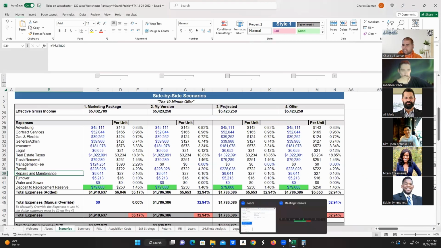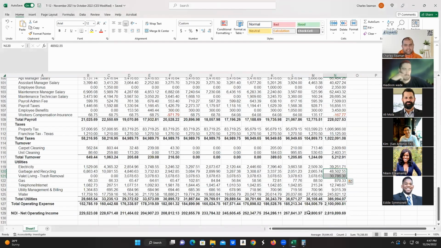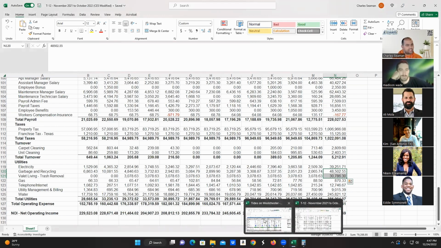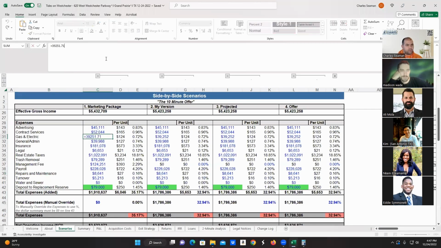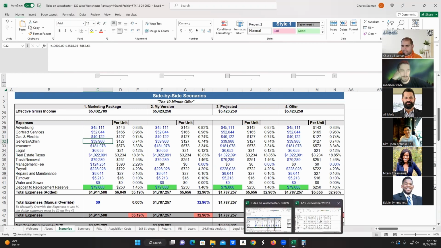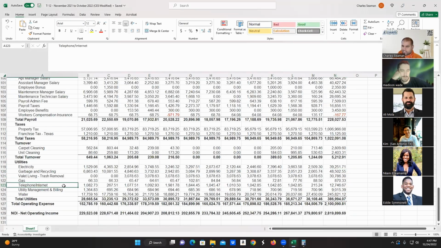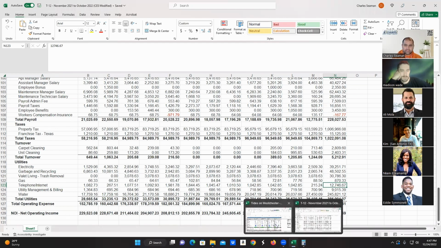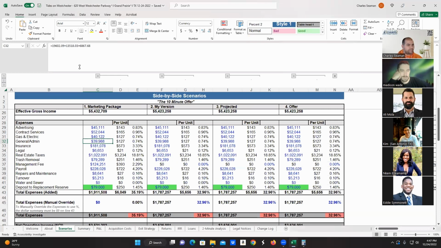Okay, so let's take a peek at the other ones here. Gas, we have $8.70 and 33 cents. We're going to plug that into our gas and electric total. And telephone internet, where should that go? G&A. Right, admin. And why does that go in G&A? That's probably an expense related to the leasing office. Right.